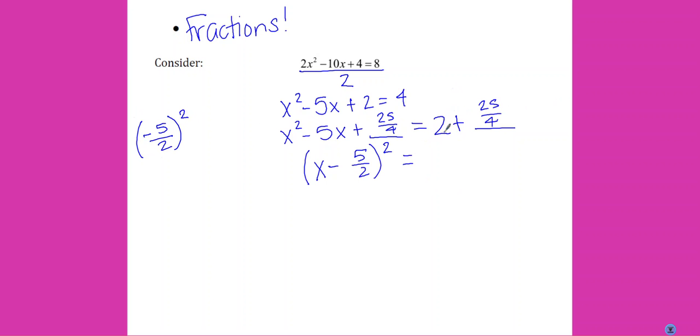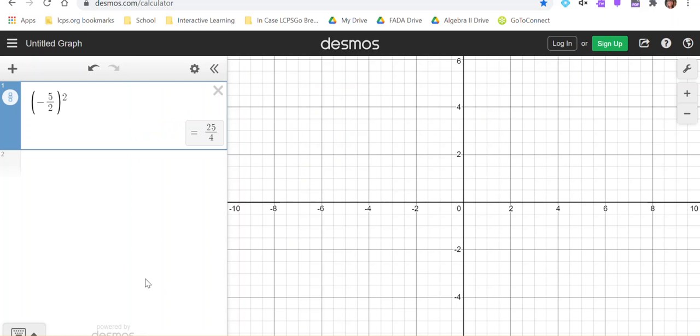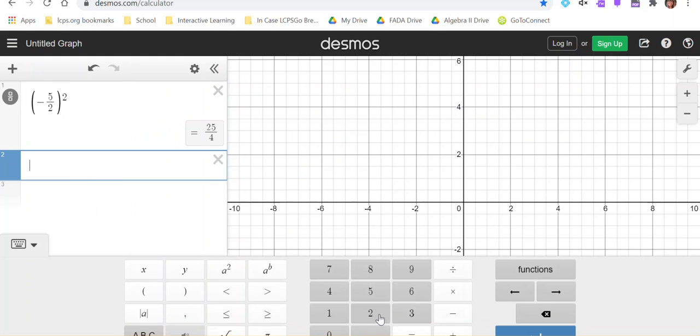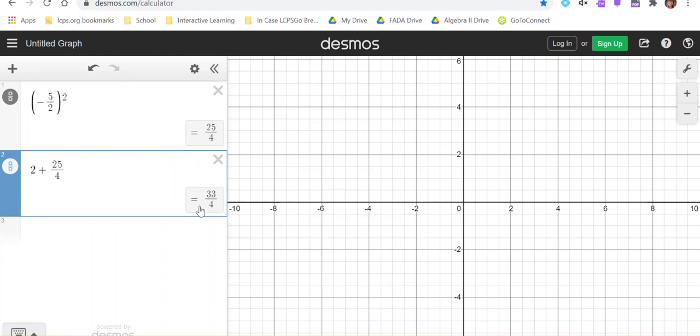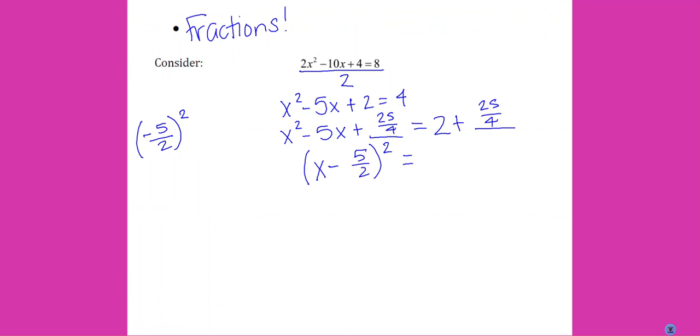If you're not confident in adding an integer and a fraction, again, Desmos is our friend. 2 plus 25 over 4. Again, it's going to give it to us in decimal form. Click the fraction icon on the left. It changes it to a fraction for us. Square root both sides to undo the squared. So we'll have x minus 5 halves equals plus or minus.